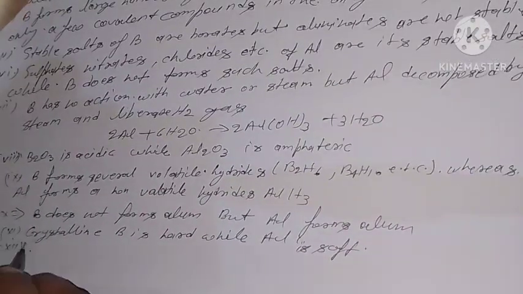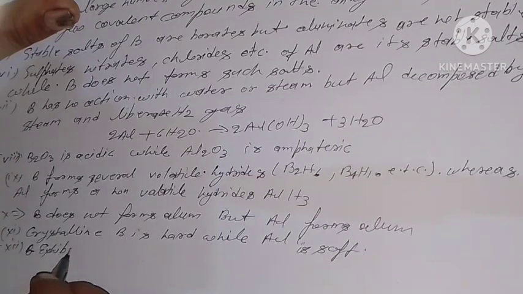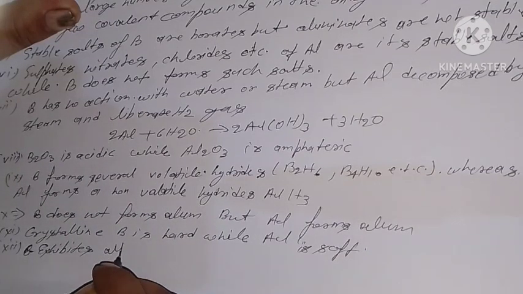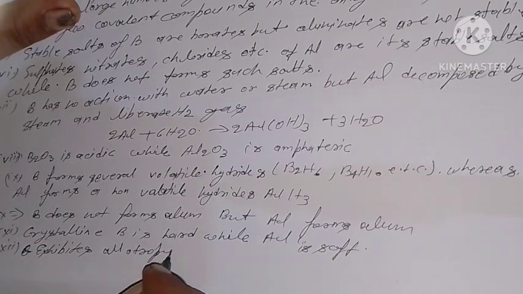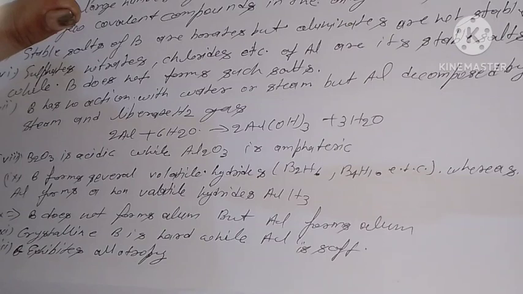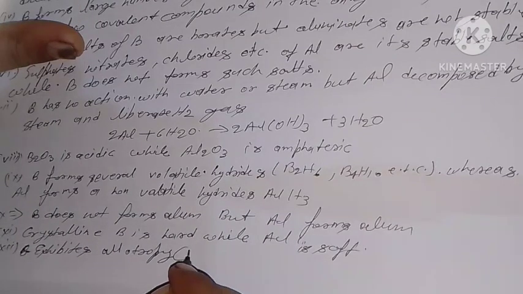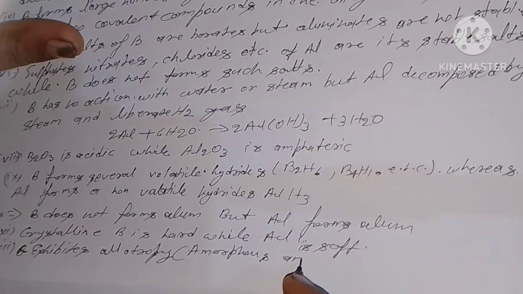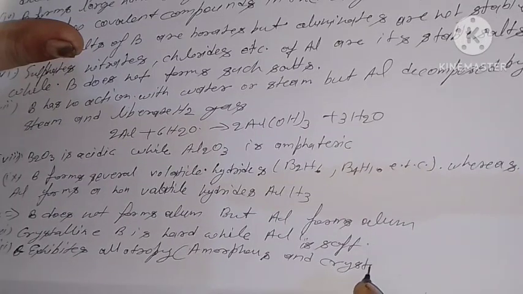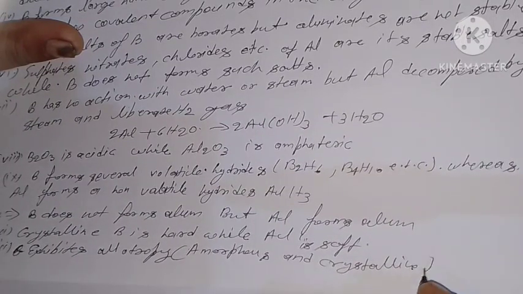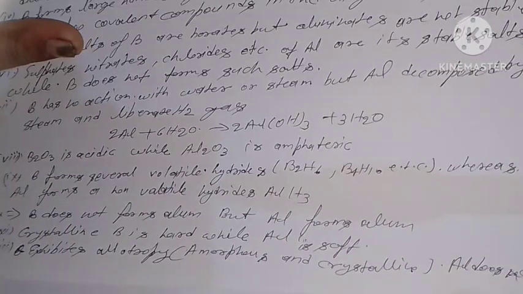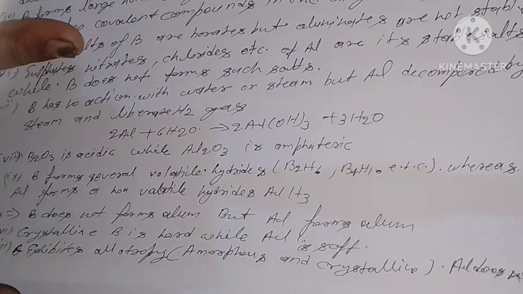Point 12. Boron exhibits allotropy. That means amorphous and crystalline. Aluminium does not.